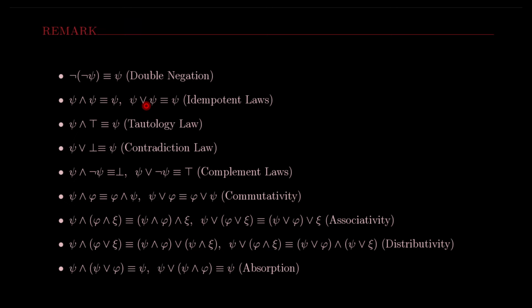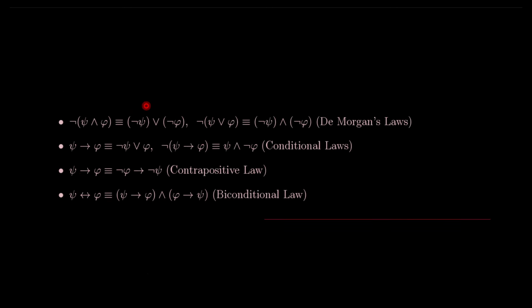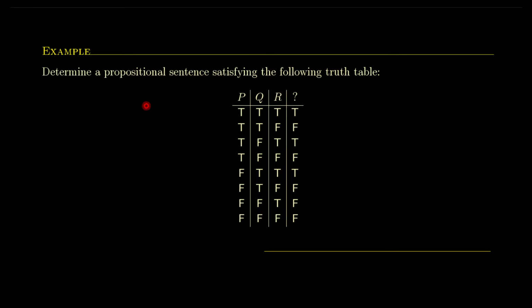So I have rewritten all of those laws, but instead of having them for atomic propositions, I have written them for what? For propositional sentences which are not atomic. So that's it. I will end this lesson with a nice example here.